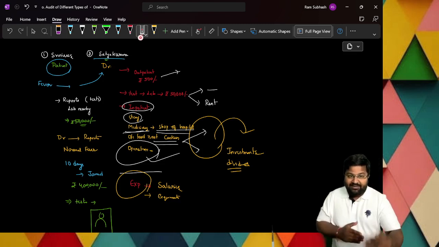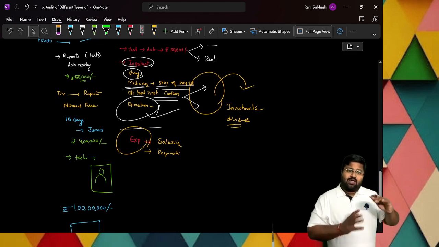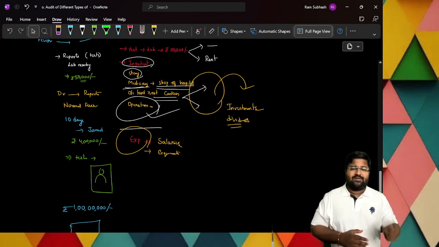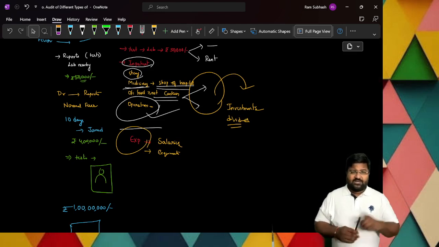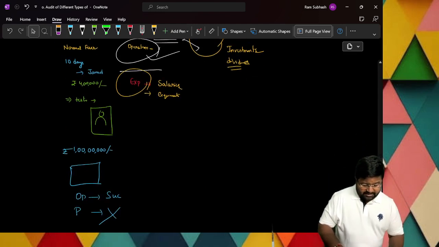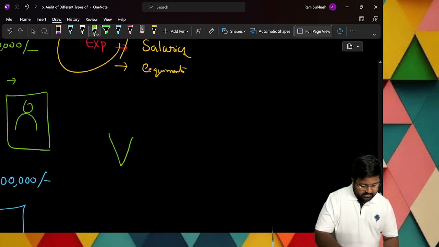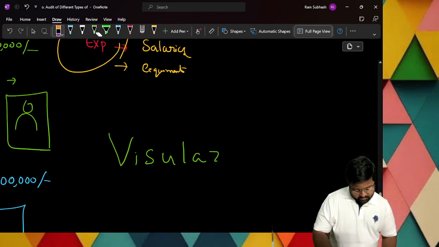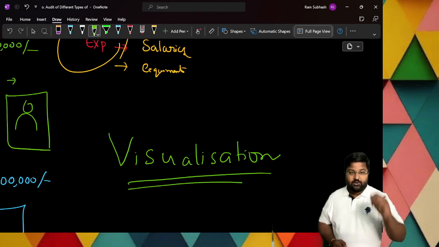But before completing that, let us have a common approach: how to audit all types of entities? I will tell you a pro forma. If you follow that, the audit is done. The first main thing is the visualization technique. Visualization is a technique which makes special audits easy.